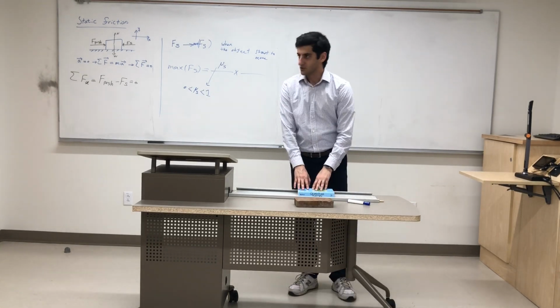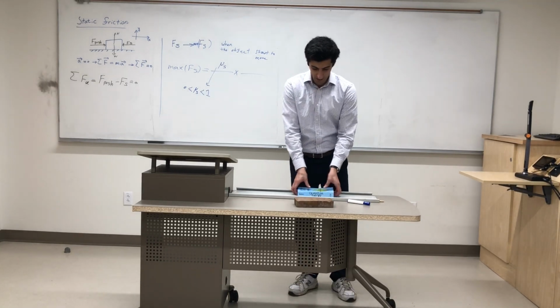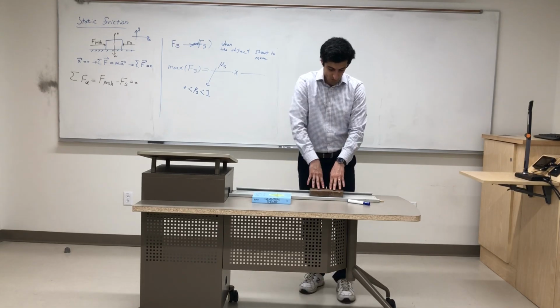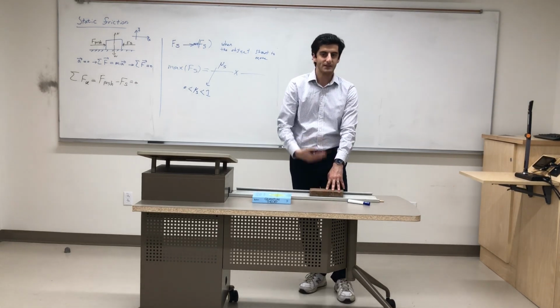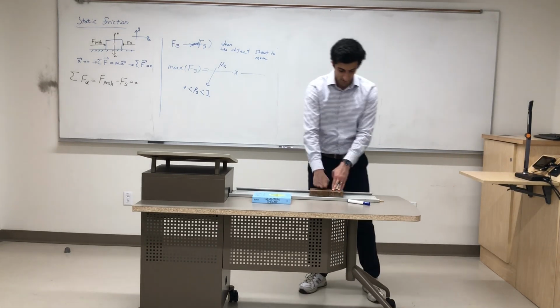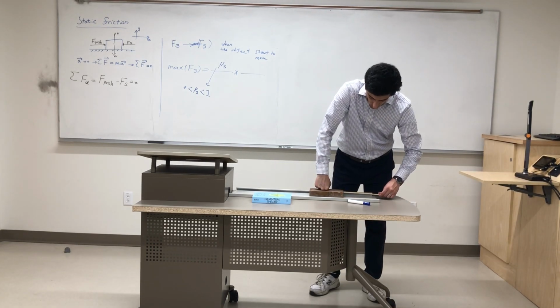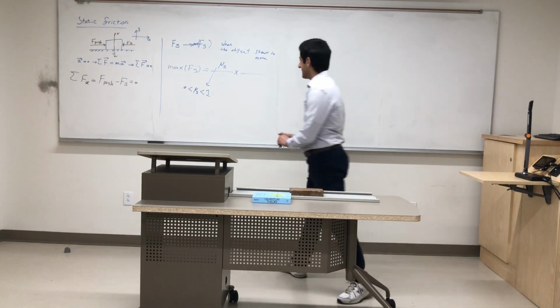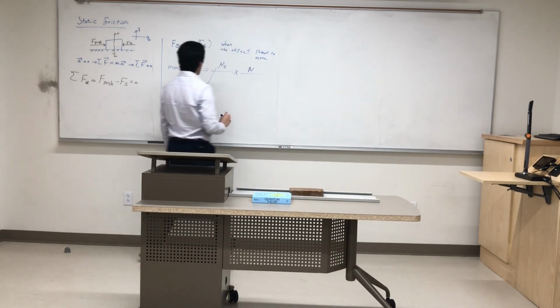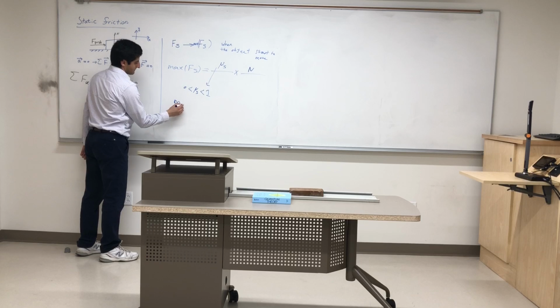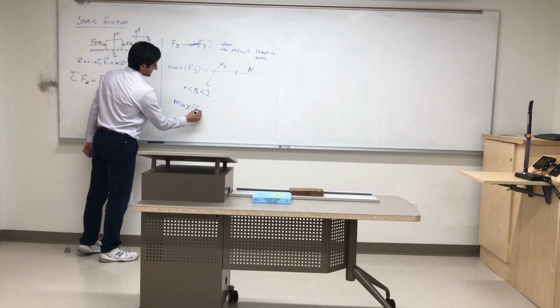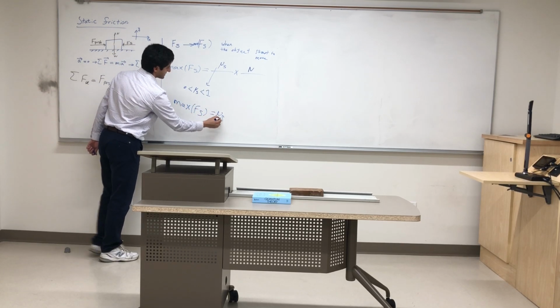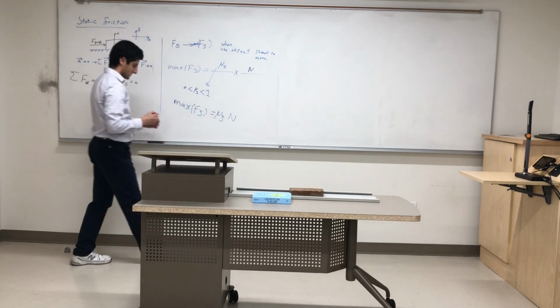If I push the brick downward, I'm increasing actually the normal force. Then I need more force to start the movement. So another factor that is important here is normal force. So maximum static friction is equal to mu s, which is a constant, times normal force. Okay?